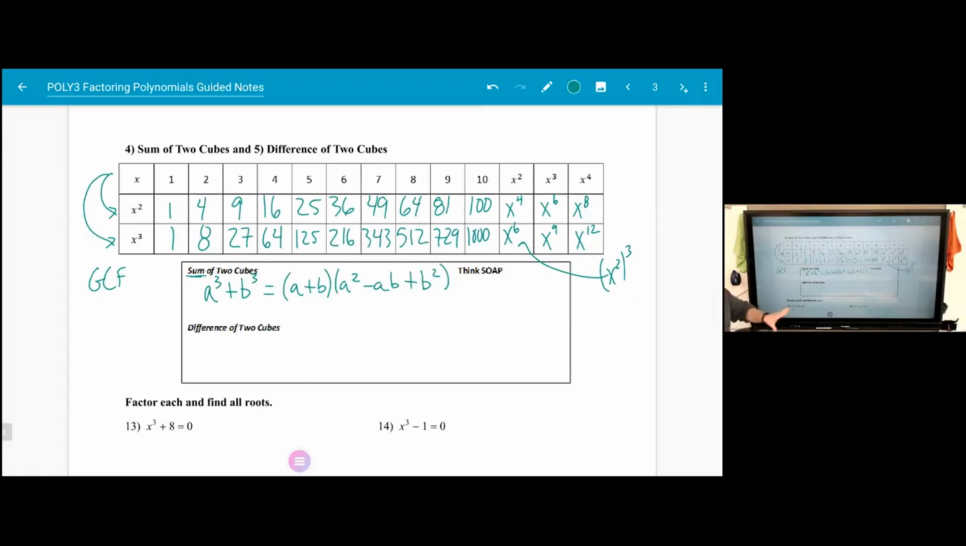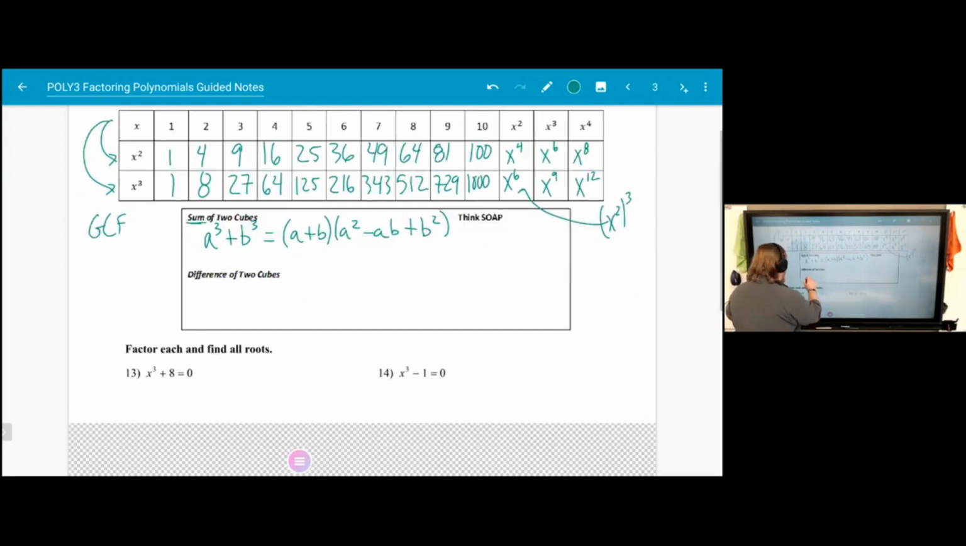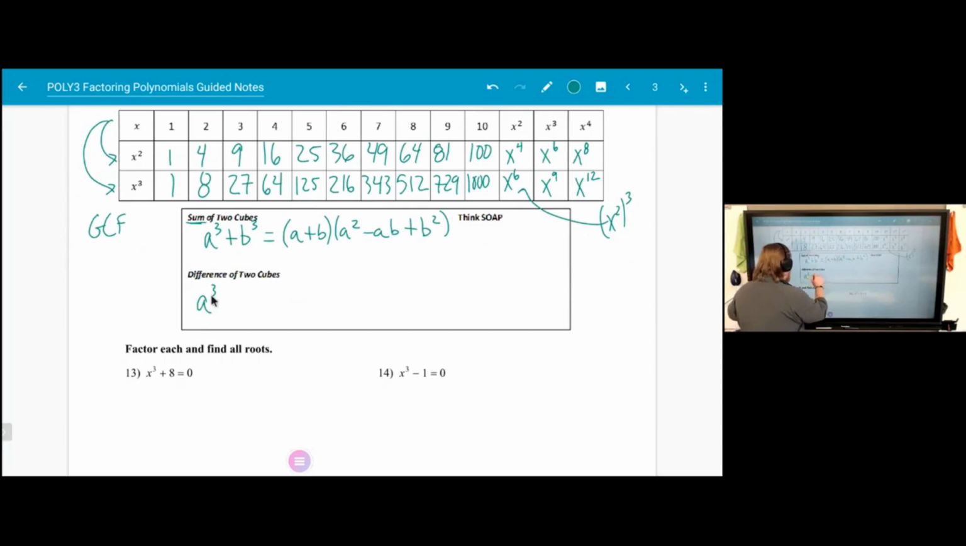We're going to see this in action. It's okay. We're going to see this in action, okay? The difference of 2 cubes, if you've got 2 things that are cubed with a subtraction sign, because that's what difference means, this factors to a minus b times a squared plus ab plus b squared.